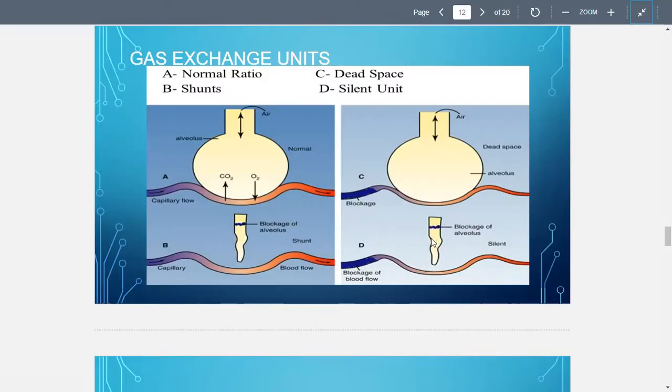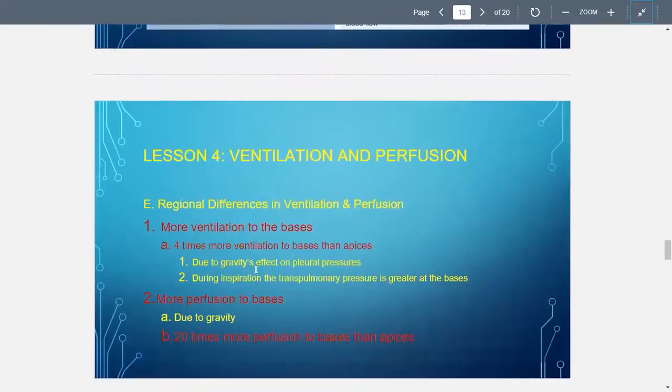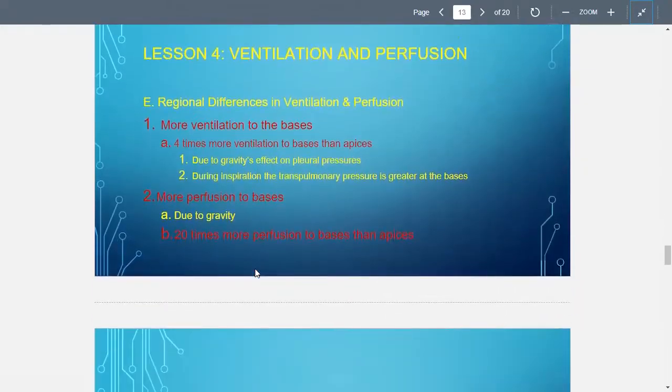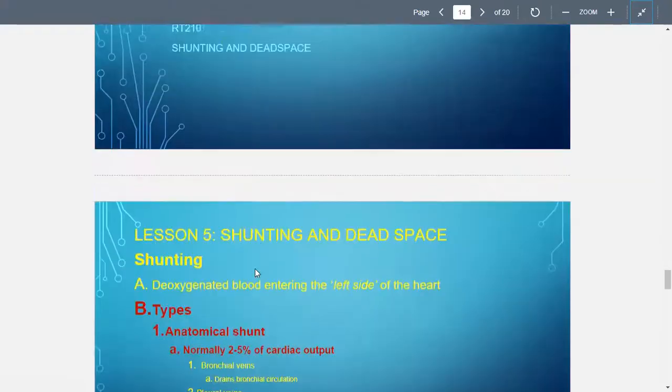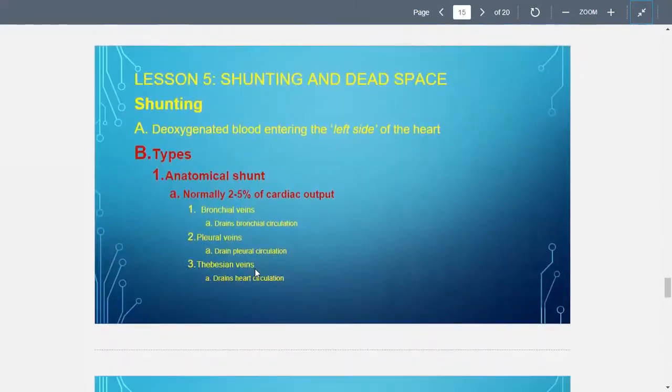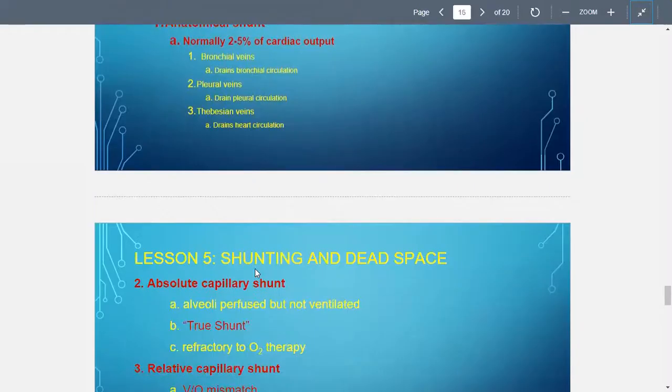So that's what's happening in 300 to 600 million alveoli in your body. All of those have to have their own blood supply. That's a very amazing aspect of your body. The heart and lungs are amazing. All right, I just wanted to show you a picture of that. These are the regional differences we already talked about. Now let's talk about the 4 types of shunt.